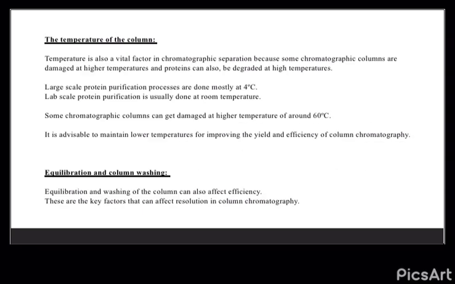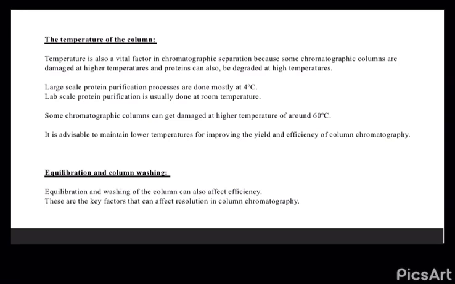Fine. Another important factor is the temperature of the column. Temperature is a vital factor in column chromatography because some chromatographic columns are damaged at higher temperatures. Large scale protein purification processes are done at 4 degrees Celsius. Lab scale protein purification is usually done at room temperature. Some chromatographic columns get damaged at a higher temperature of around 60 degrees Celsius. So it is advisable to maintain lower temperatures for improving the yield and efficiency of the column chromatography.